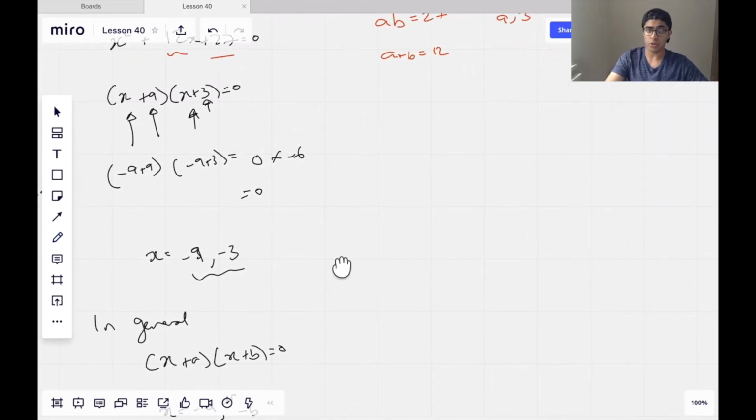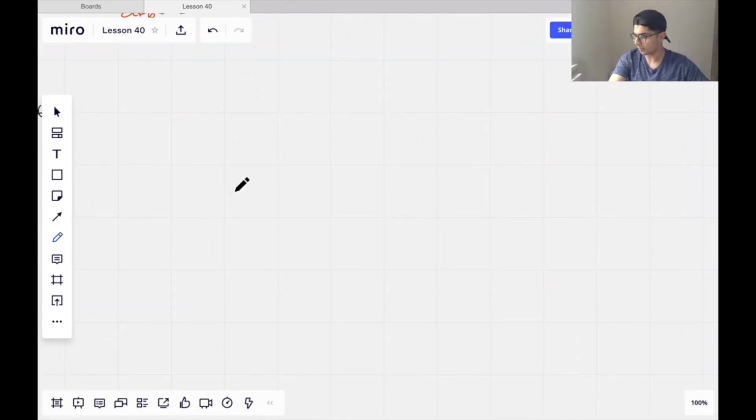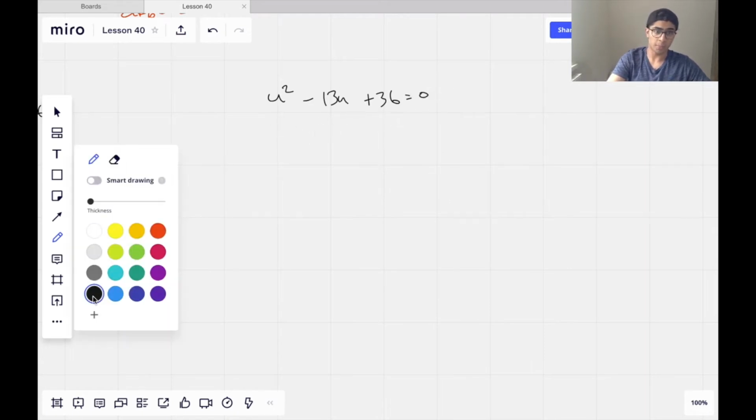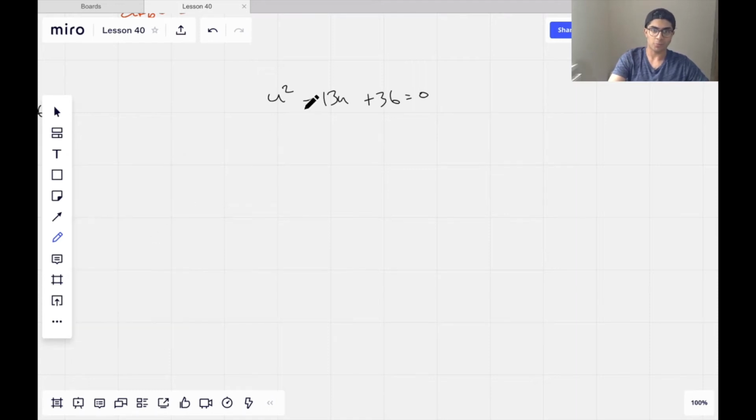Just as another one, to ensure we've got this down, say we have u squared minus 13u plus 36 equals 0. Go ahead and factorize this on the left. Take your time. I'll be right here. Have you done it? You sure you did it? Okay, cool. Remember, we need numbers which multiply to 36 and add to minus 13.